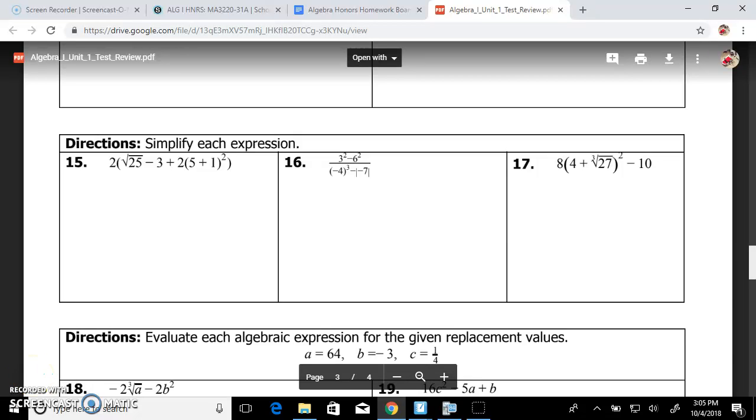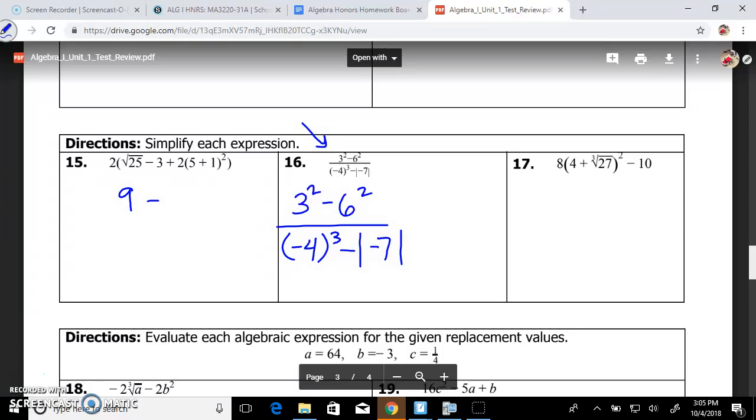So we are looking at number 16 on our Unit 1 test review, and we have 3 squared minus 6 squared, all of that over negative 4 cubed minus the absolute value of negative 7. So I'm going to start with the top, and we're just going to simplify those exponents. So 3 squared is 9 minus 6 squared, which is 36. And I'm writing over here just so I have a little bit more space.